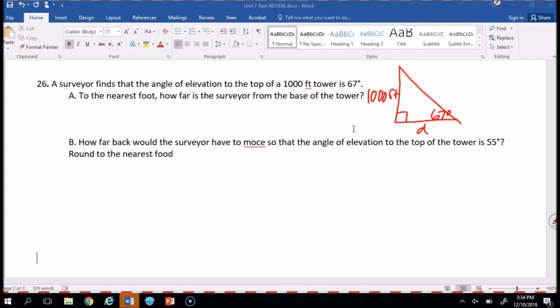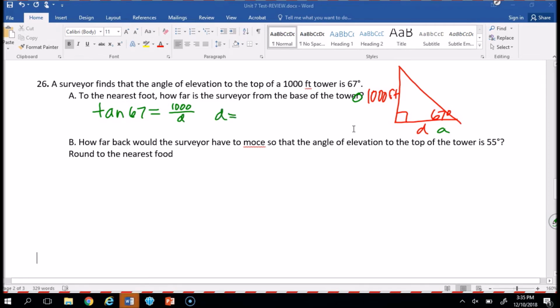So again, we got to figure out what ratio we're going to use. So we look at this 67 degrees. We've got opposite here and we've got adjacent here. That's our tangent ratio. So we're going to say the tan of 67 equals 1,000 over d. Here again, when we have the variable in the denominator, we're going to swap places here. So this is going to be d is equal to 1,000 divided by the tan of 67. So our answer for d, when we divide 1,000 by tan 67, is going to be 425 feet.